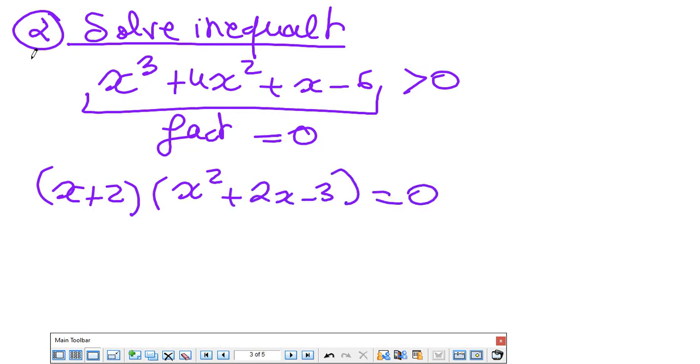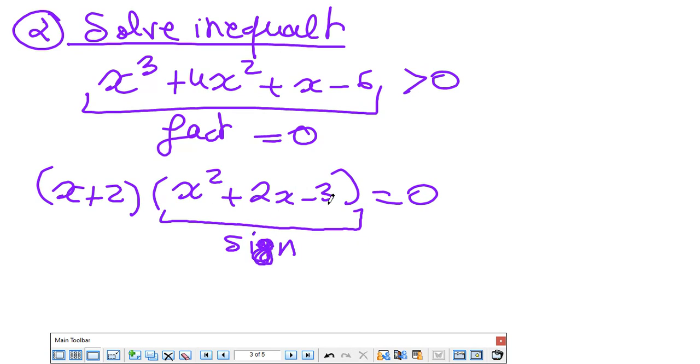So if I do the synthetic division, divide by minus 2. And then I can either keep it like this, because you already know from the preceding chapter how to find the sign of a quadratic equation. So I don't need to factorize this one more.